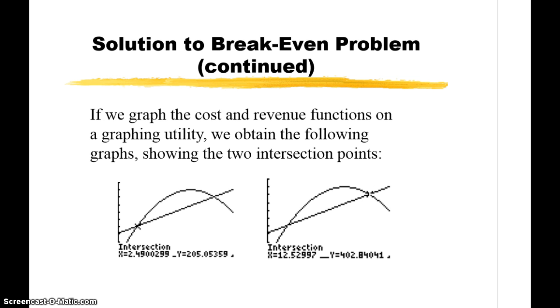Finally, we could have also graphed the cost and revenue functions on a graphing utility, like our calculator, and looked for the intersection points. That's another way we could have obtained the answer, as shown before, how to do that on the calculator.